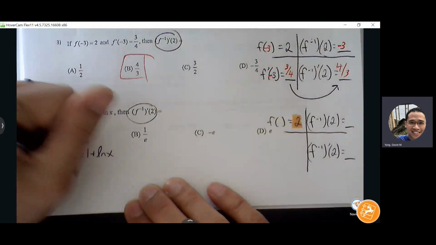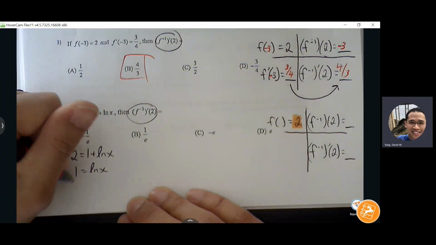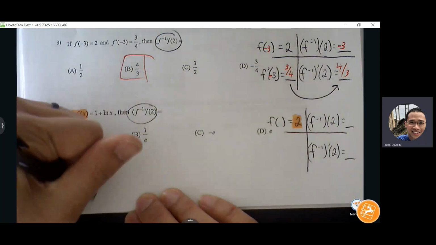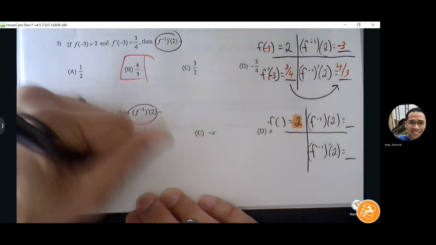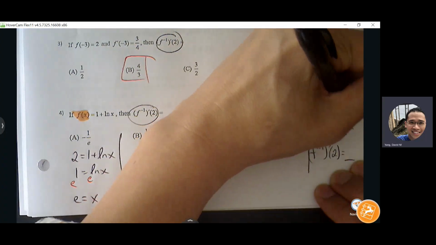Subtract 1 from both sides. 1 equals natural log of x. Raise both sides with e as the base. e to the natural log goes away. I'm just left with x. x equals e. So I can fill that in. f of e equals 2. f inverse of 2 equals e.